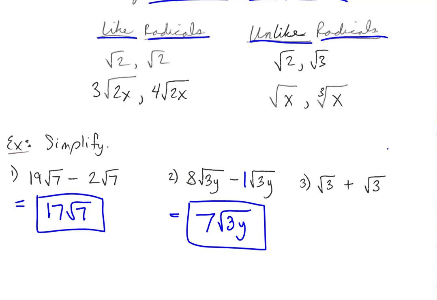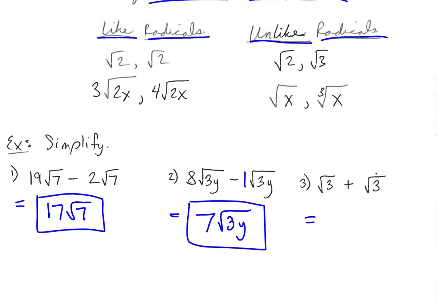important distinction. This may look a lot simpler than the previous two examples, and that is true in some ways, but here's why this is an important example. First of all, let's understand that these are like radicals. They both have square roots. The index values are both blank, which means they match. They're both 2 assumed. And then the radicands, the numbers underneath the roots, are the same as well.